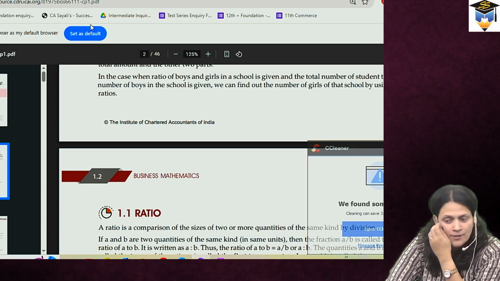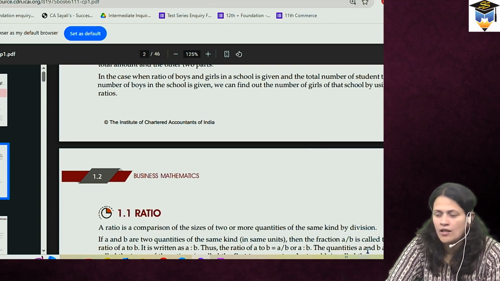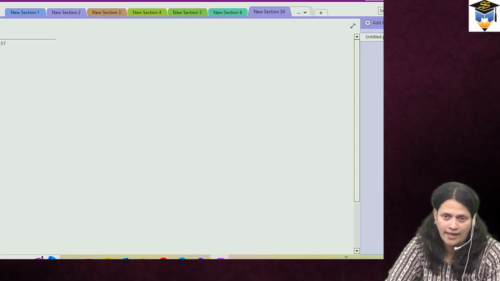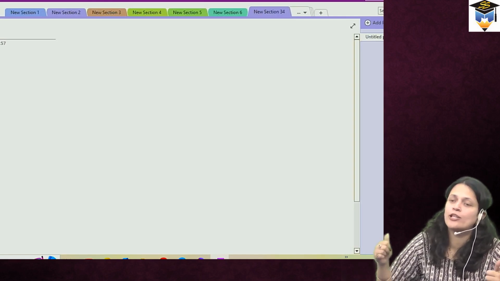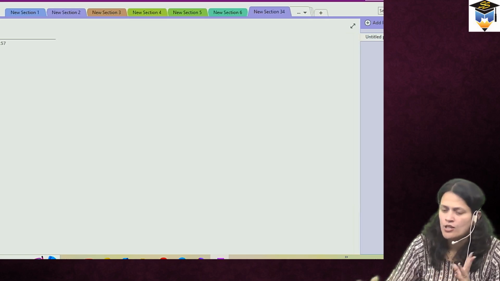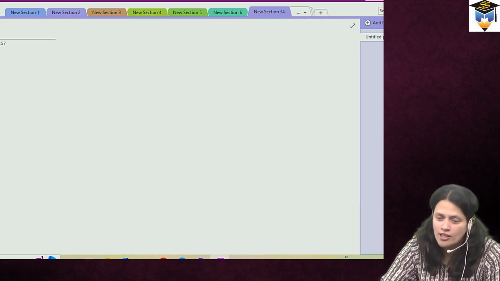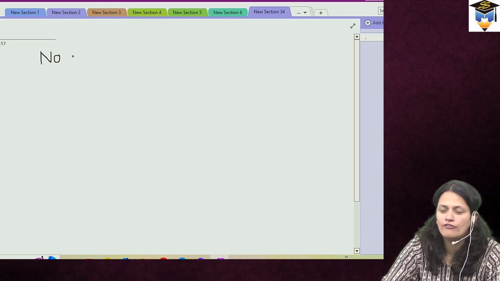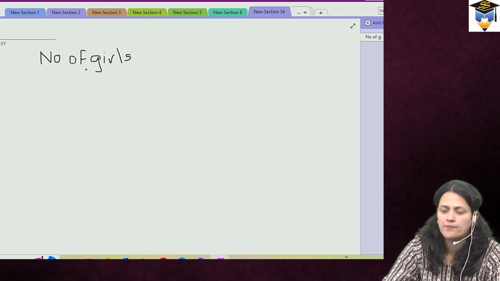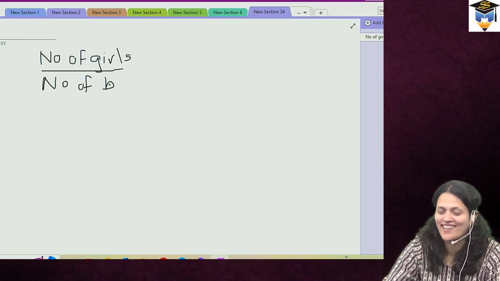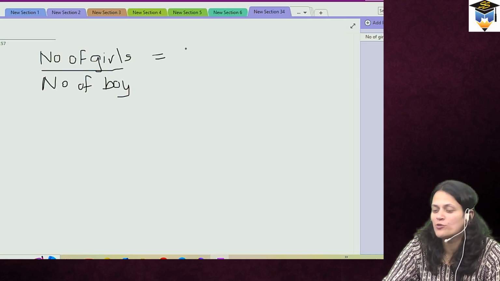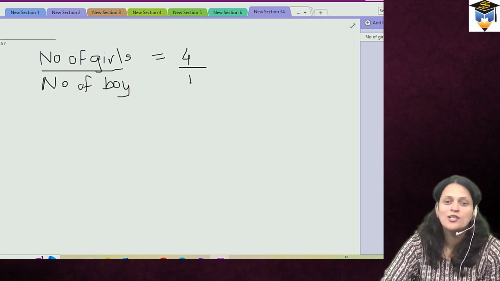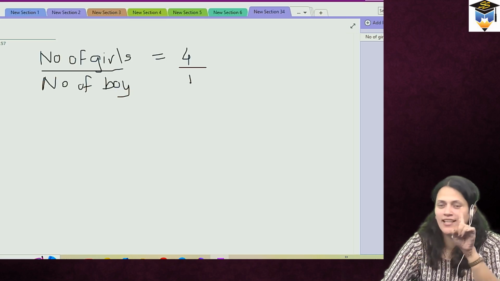Okay. So now suppose we are going to compare one quantity with respect to another quantity. Let's say the number of girls in this class is 4. So let us find out the ratio of number of girls to number of boys. Only one boy, that's right. So it is going to be 4:1. What is the meaning of that? There are 4 girls and there is 1 boy.